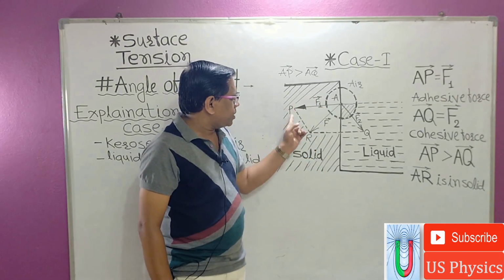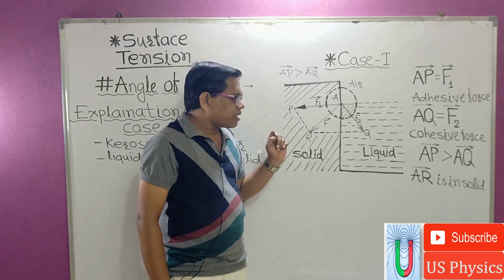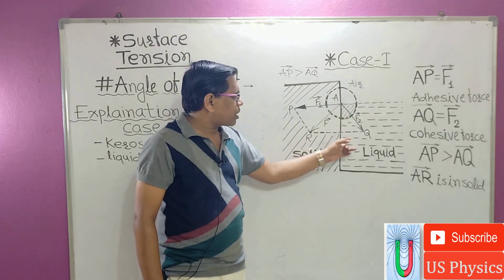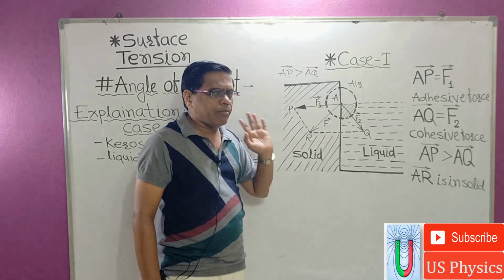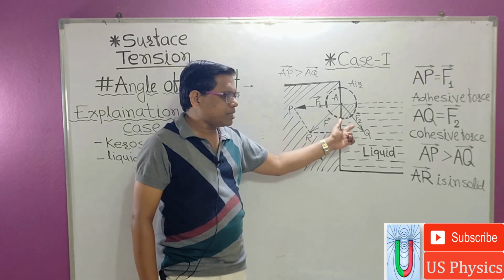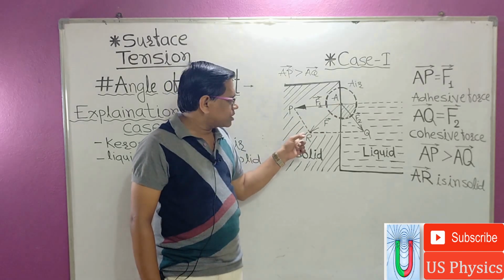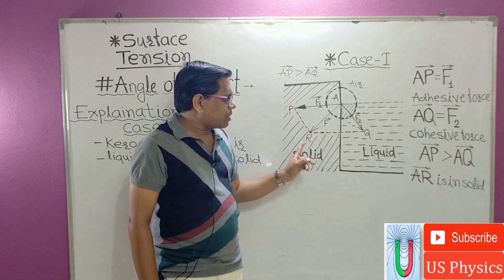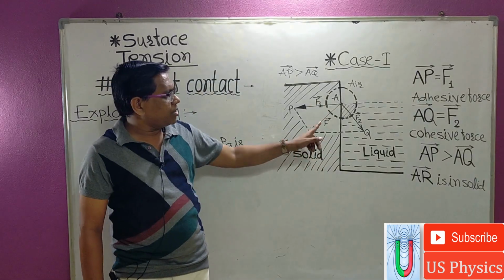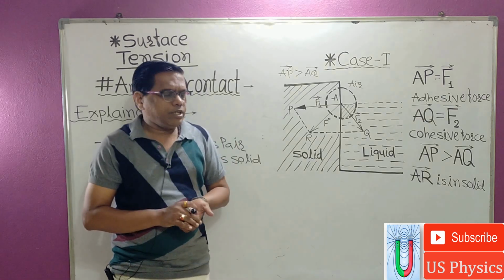So this APRQ represents the parallelogram in which this AR is a diagonal drawn from the common point of these two forces. In this parallelogram, AP bar and AQ bar are the two vectors representing F1 bar and F2 bar, and the diagonal drawn from their common point A is AR. So this AR bar represents the resultant force acting on molecule A.